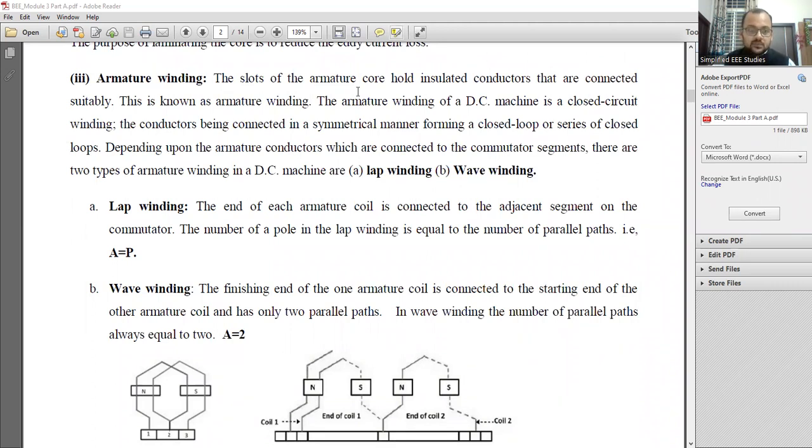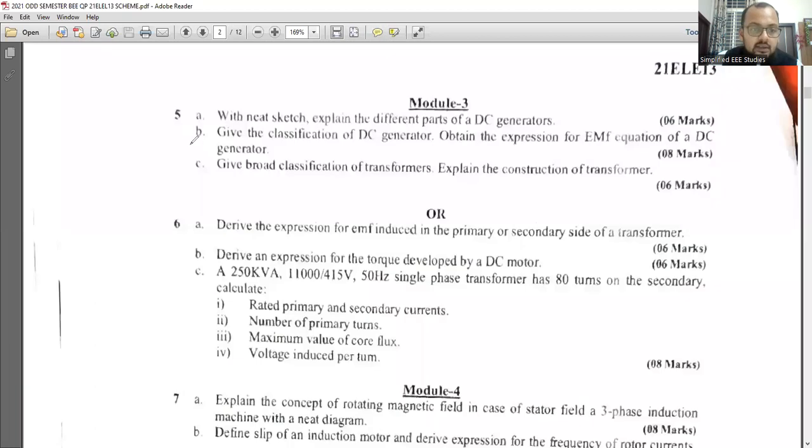Moving ahead, 5B. Give the classification of DC generator. Obtain the expression for EMF equation of DC generator. What about the marks distribution? If you can produce the classification of DC generator, you will get 4 marks. The remaining 4 marks will be allotted for the EMF equation of DC generator.